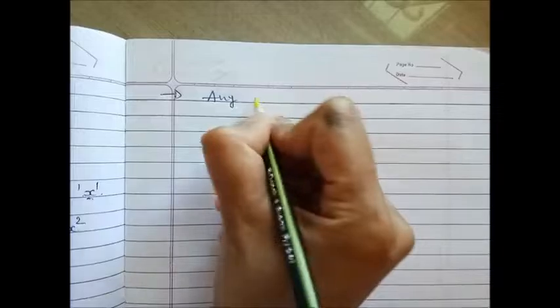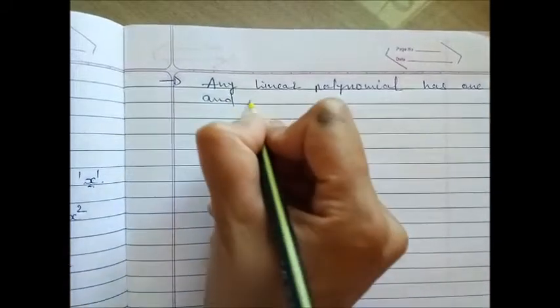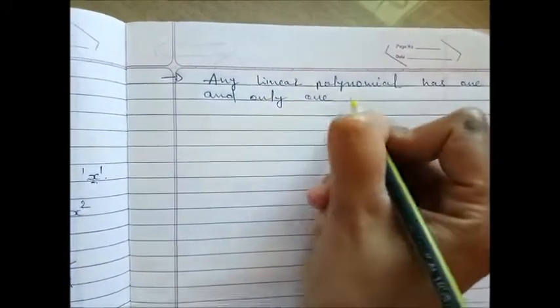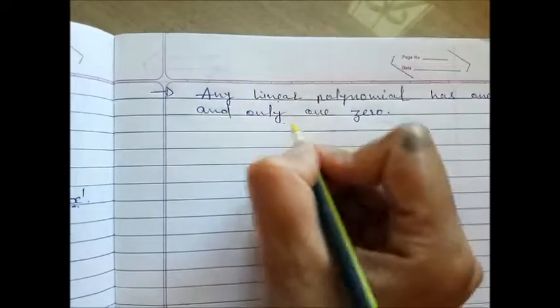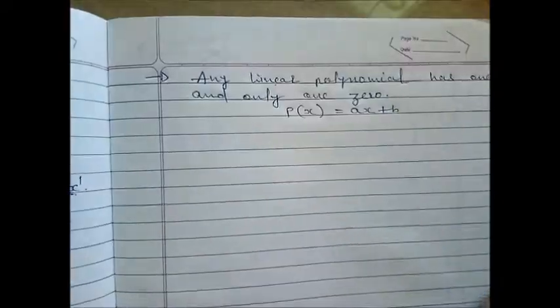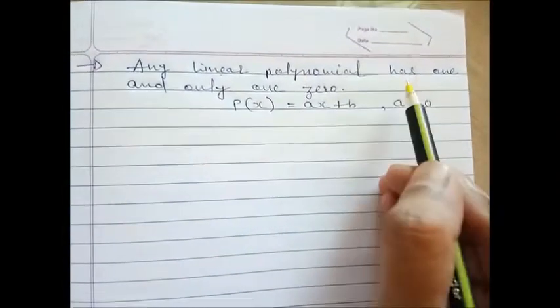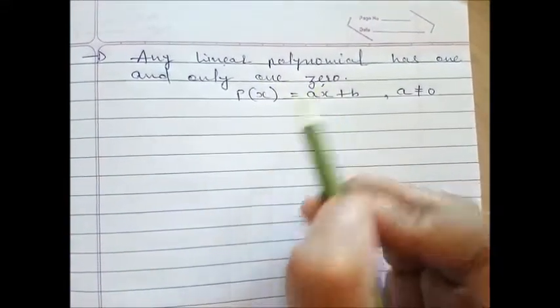Before we find the 0 of any polynomial, remember one thing, that any linear polynomial has one and only one 0, right? Linear polynomial, you know what a linear polynomial is. It will always be in the form that p of x is equal to ax plus b, right, where a is not equal to 0, right? Any linear polynomial has one and only one 0, right?